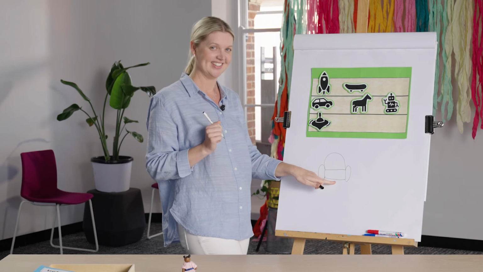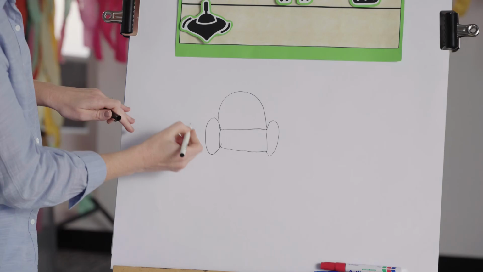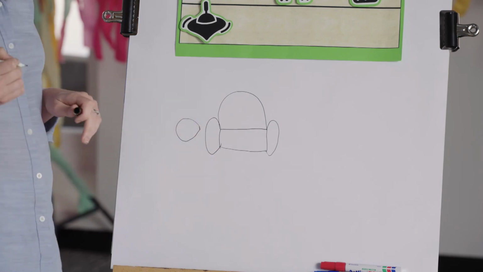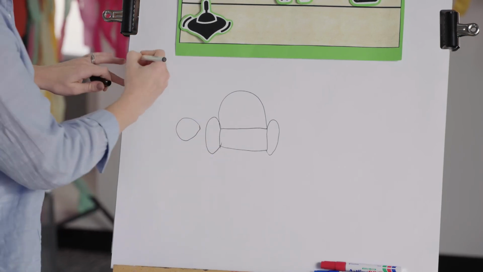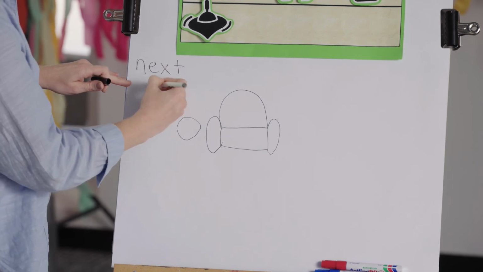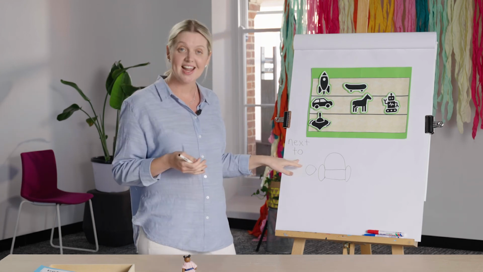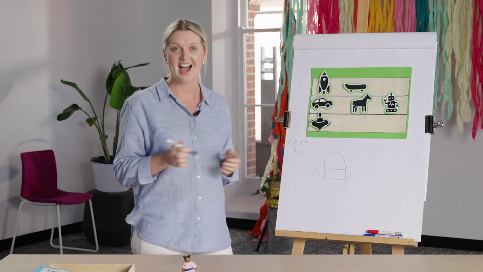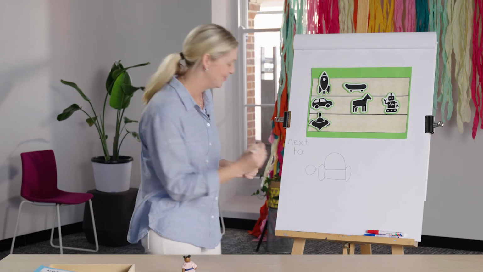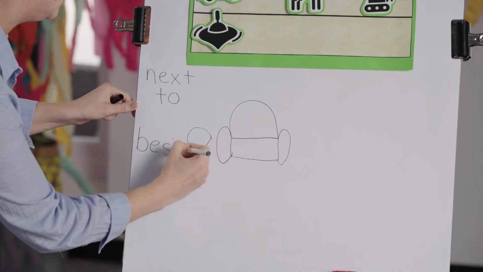Here? No, that's under the couch. Next to would be here. And I'm going to write next to. Remember, another way to explain next to is beside. I could write that too. Beside.